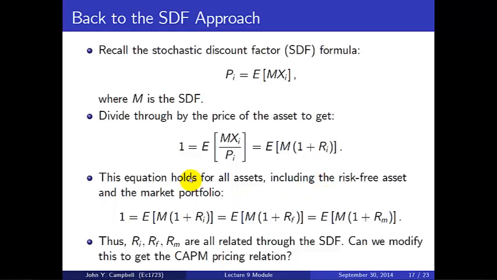Now this equation holds for all assets, including the risk-free asset and the market portfolio. 1 equals E[M(1 plus R_i)], or 1 plus R_f, or 1 plus R_m. Okay, so R_i, R_f, and R_m are all related through the stochastic discount factor, and the question now is, can we modify this to get the CAPM pricing relation?